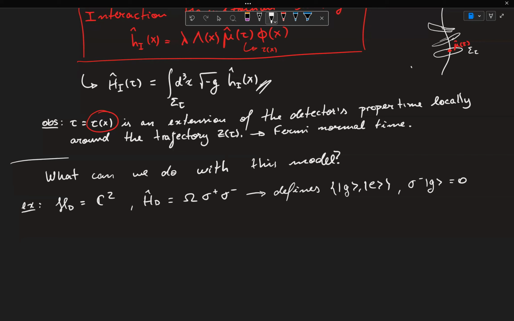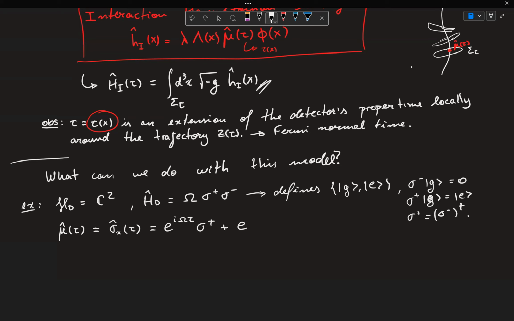But now that we picked the free Hamiltonian, we need to pick our mu of tau. Our mu of tau, which is the operator that's going to couple to the quantum field, is going to be sigma x of tau. And sigma x of tau is basically sigma x with the natural time evolution that comes from the free Hamiltonian, so this will be like sigma x in the interaction picture using the Hamiltonian above. Then sigma plus will evolve with an e to the i omega t, and sigma minus will evolve with e to the minus i omega t. And with this, this will define our interaction Hamiltonian.